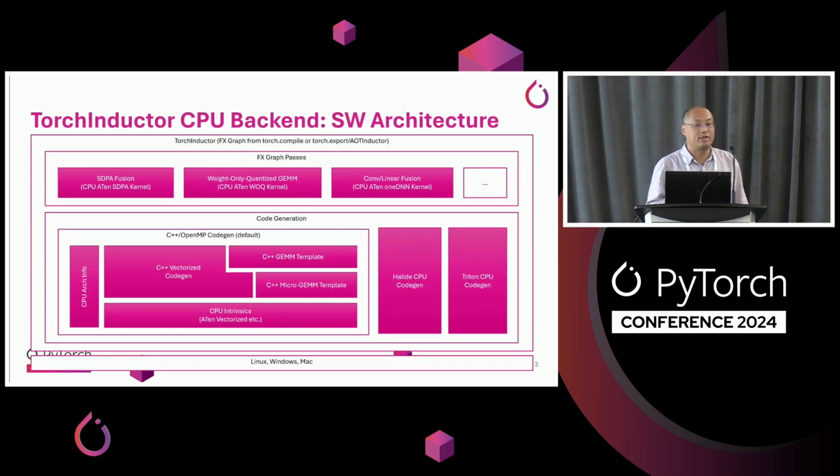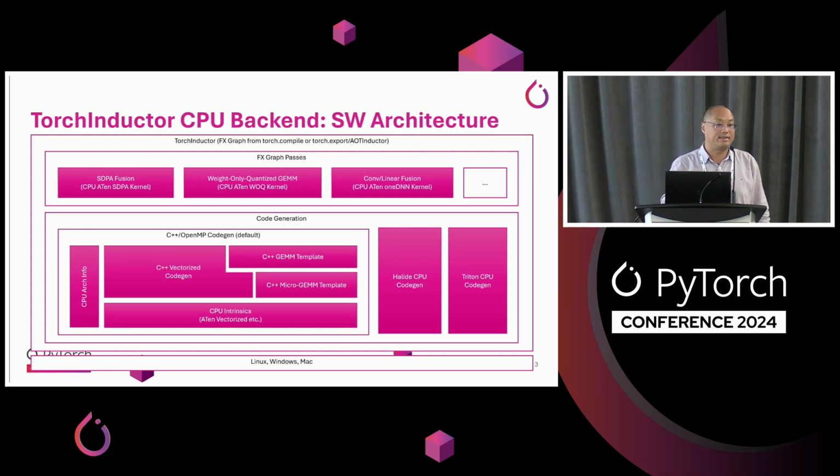The TorchInductor CPU backend is the default compiler backend for PyTorch CPU. It works in two modes: the just-in-time compilation mode with torch.compile, and the ahead-of-time compilation mode with torch export and AOTInductor for Python-free deployment.